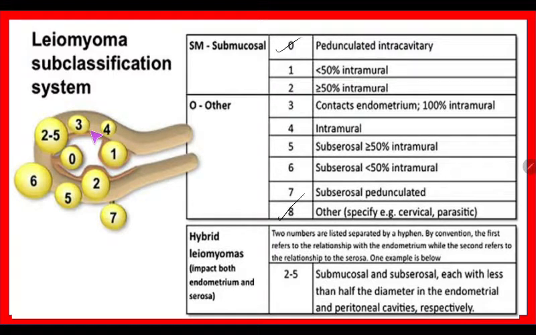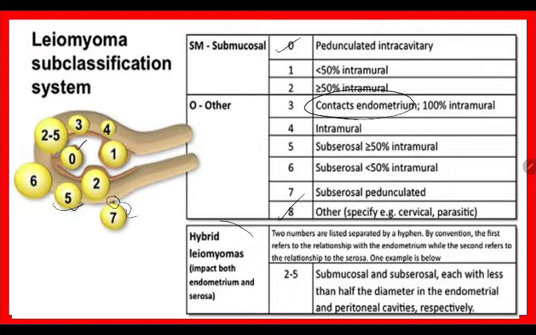Types 1 and 2 are these. Type 3 is 100% intramural, in the wall of the uterus, but with some contact with the endometrium. Type 4 is intramural itself, with no contact. Type 5 has now reached the serosa, that is subserosal, with 50% or more intramural. In type 6 it is less than 50% intramural, subserosal. Type 7 is subserosal pedunculated, where this is the peduncle. It is similar to type 0 of leiomyoma.